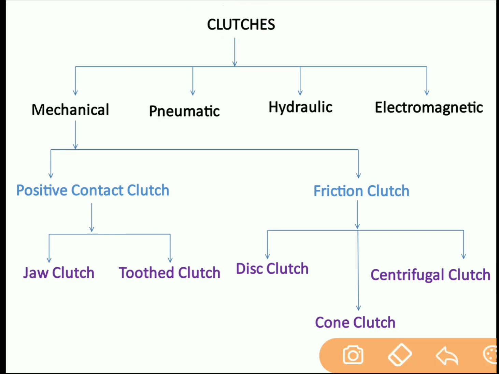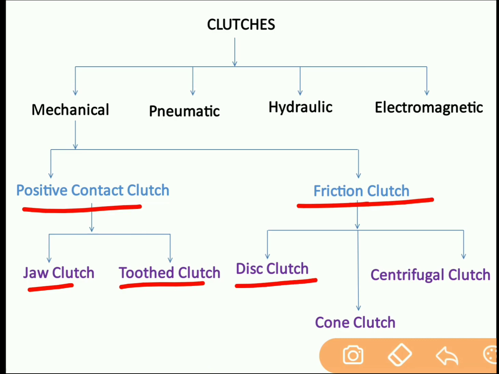Mechanical clutch is having two parts: positive contact clutch and frictional clutch. Positive contact clutch is having two parts: jaw clutch and tooth clutch. Friction clutch is having three parts: disc clutch, cone clutch and centrifugal clutch. Now we are going to see all the five clutches in detail.